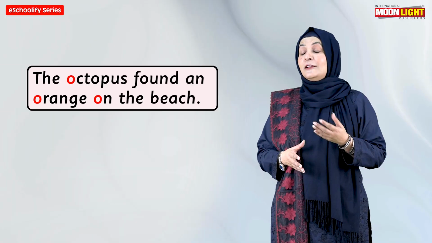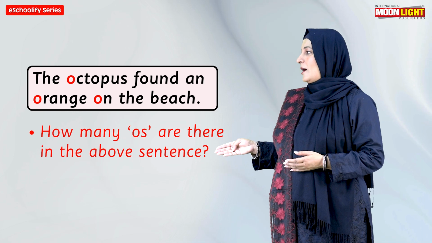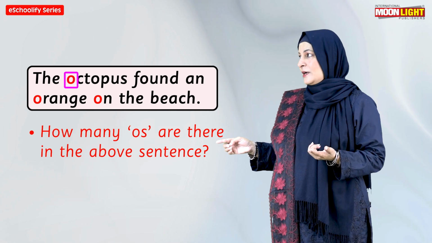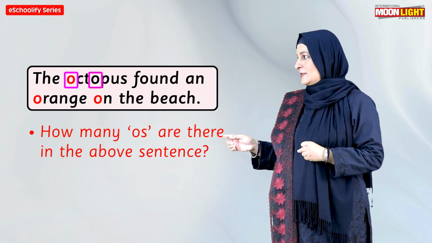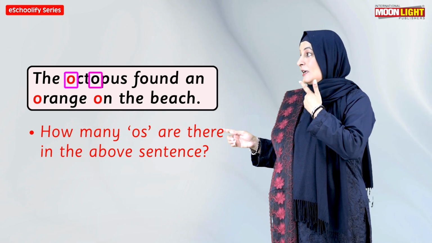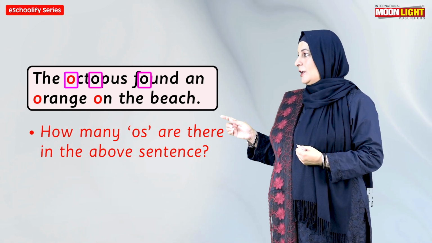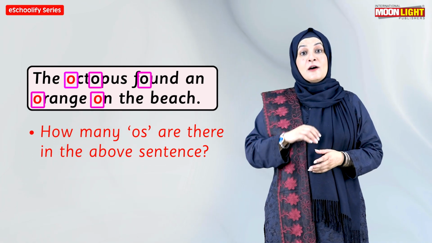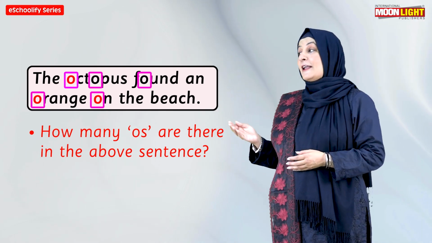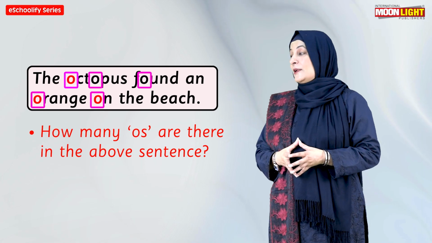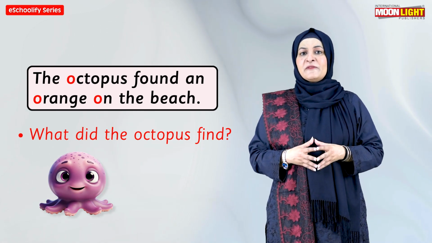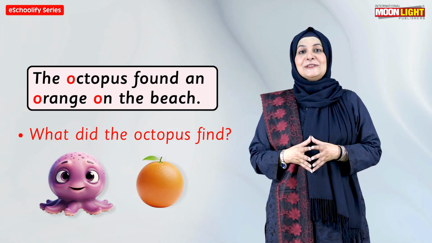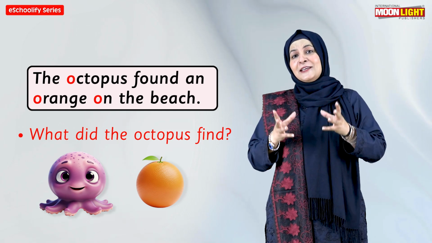Very good. Tell me one thing. How many O's are there in the above sentence? One in octopus, and 2 in octopus, and in found, 3. In orange, 4. In on, 5. There are 5 O's in the above sentence. Now tell me, what did the octopus find? Octopus found an orange. It's juicy, fresh, yummy.